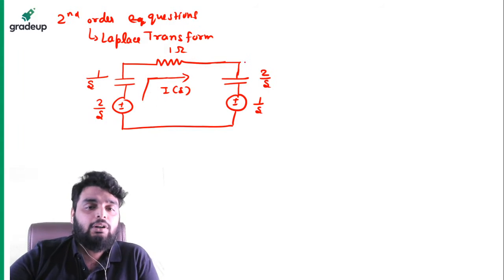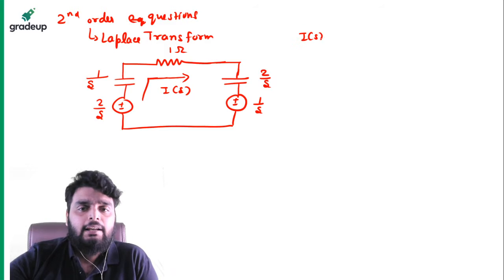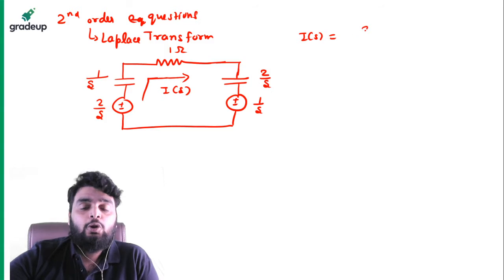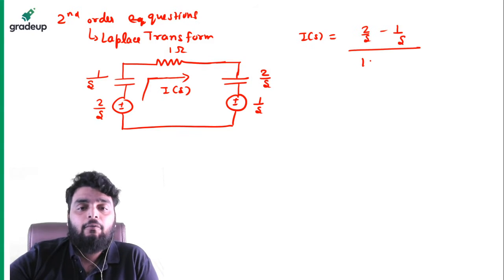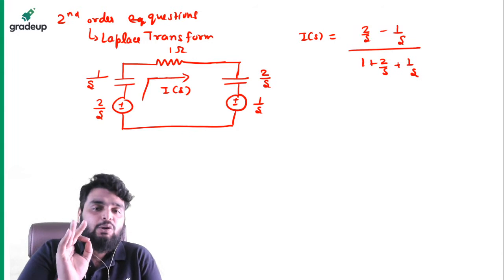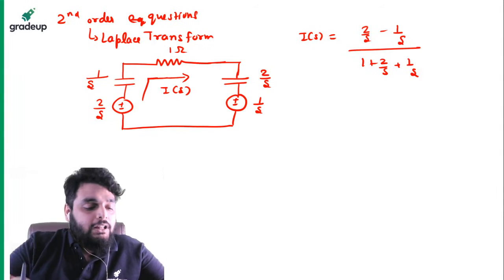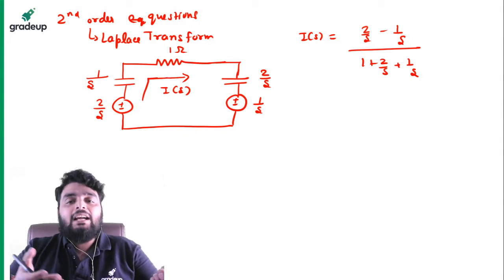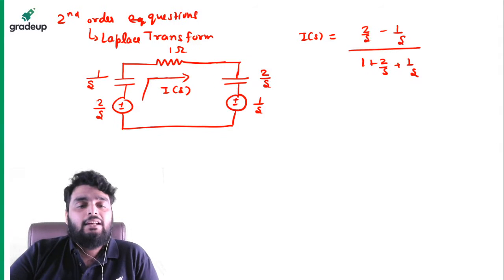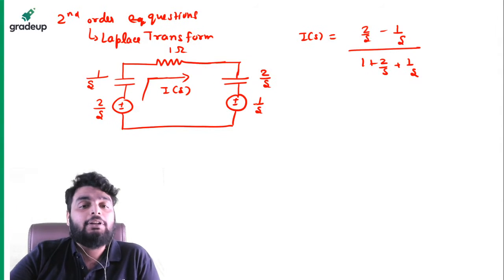So can I find out the equation of current? Simple, right? What will it be? Total voltage: 2 by S minus 1 by S, divided by 1 plus 2 by S plus 1 by S. This will be the equation of current. Yes or no? What is the equation of current? Higher potential minus lower potential divided by the impedance of a path.